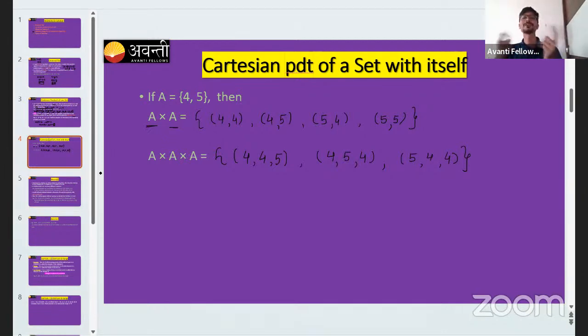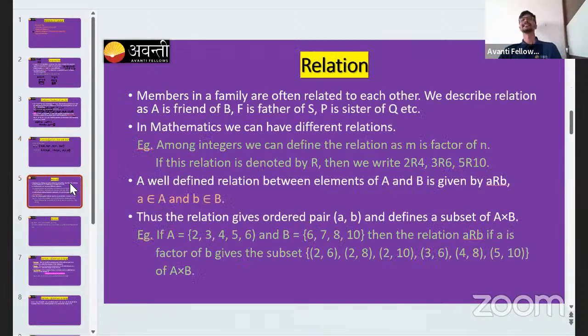As it is maths, we always talk about numbers. You have been talking about numbers since school. So yeah, what is a relation? As I was saying, members in a family are often related to each other. We describe relation as A is a friend of B. Suppose I don't know who A and B are. F is a father of S. P is a sister of Q, and so on. So the word relation has the same meaning, just the content is different. Instead of people, here we use numbers. So in mathematics, we can have different relations. Now, let us dive into what types of relations we have in mathematics.